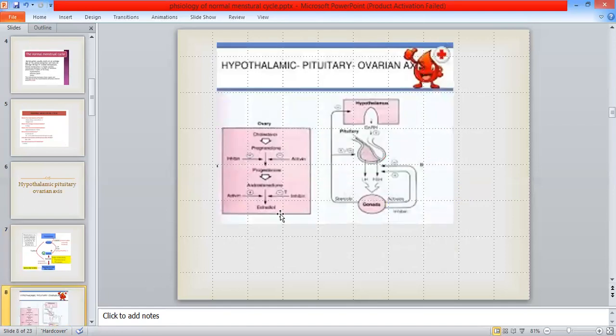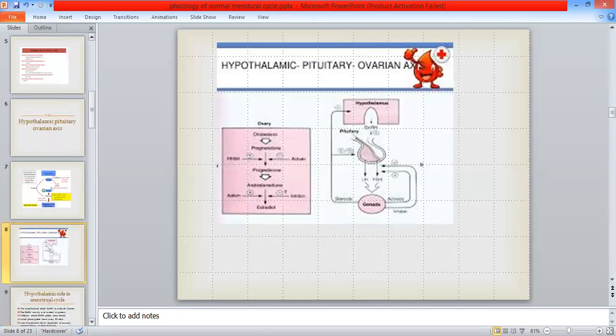This is also a diagram showing the same hypothalamic pituitary ovarian axis, and in this the negative and positive feedback of the different hormones are explained, but this diagram is not very clear. The previous slide's diagram was much better than this.